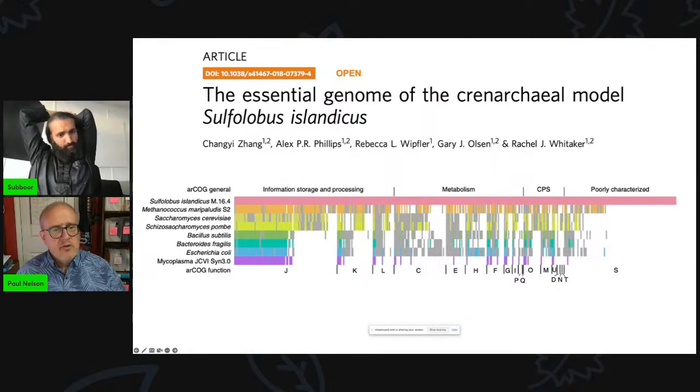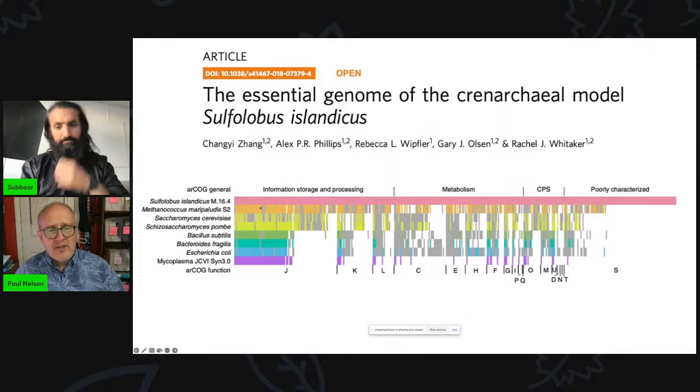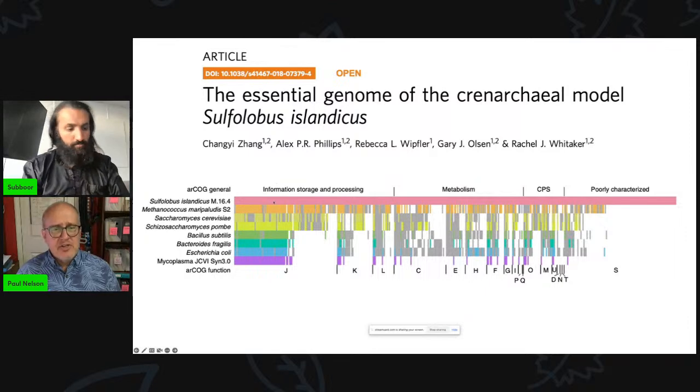The next two are eukaryotes. These are both yeast. Then we have three bacterial groups, Bacillus, E. coli, Bacteroides. So we have representatives of all three major domains here along this axis, and we have Mycoplasma Syn 3.0, which is Craig Venter's synthetic cell. Now, across the horizontal axis, we have representations of essential hardware. So we have three major classes: information storage and processing, metabolism, and cell processes, divided into their sub-processes.